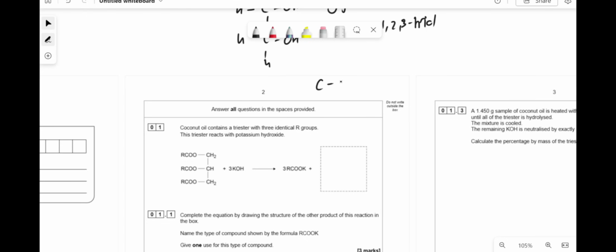So for example, if I had this made up acid here, like this, its carboxylate ion would be this. It's lost that H plus. So that's what we've got on here. So these are the fatty acids.